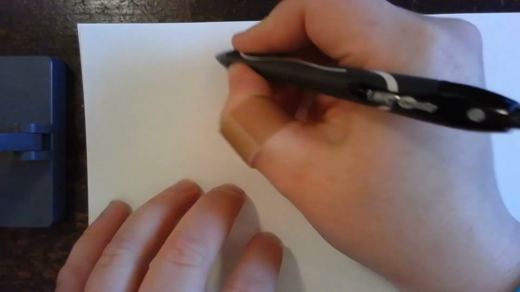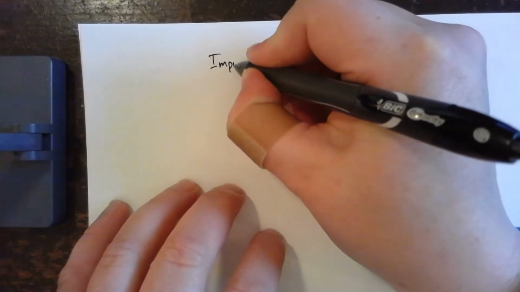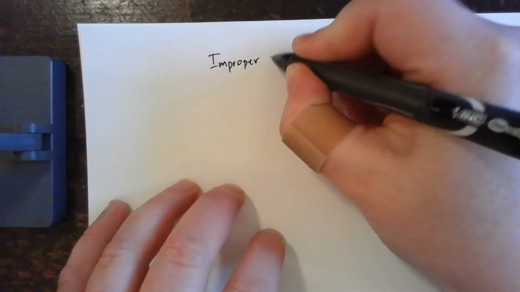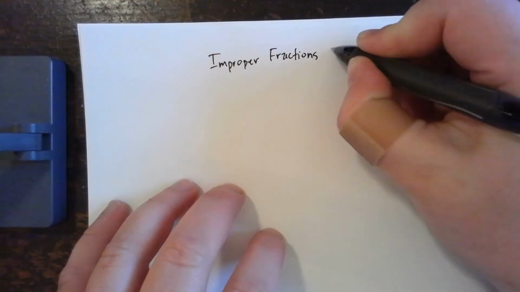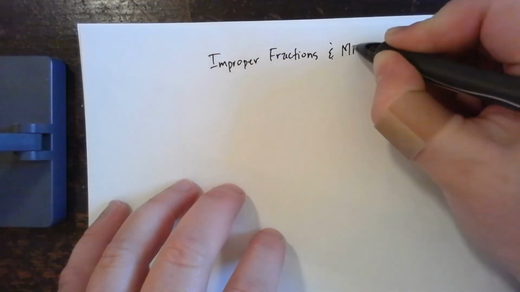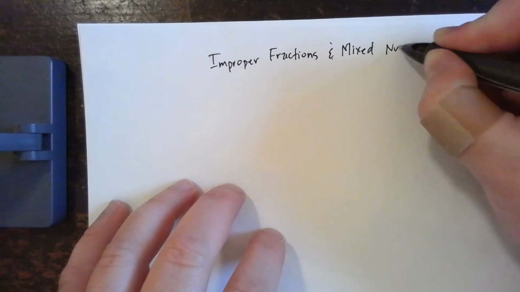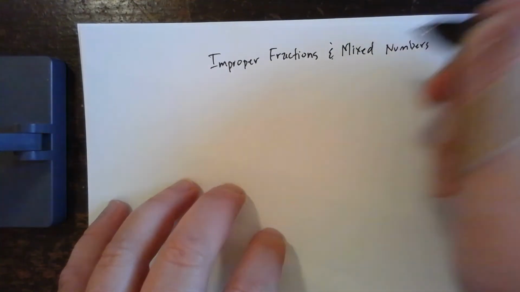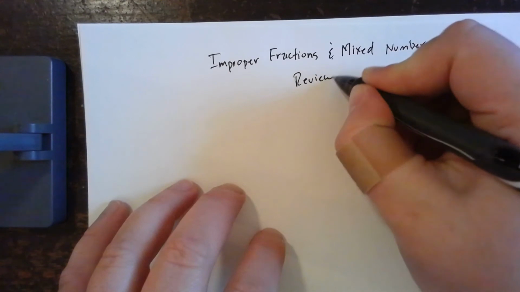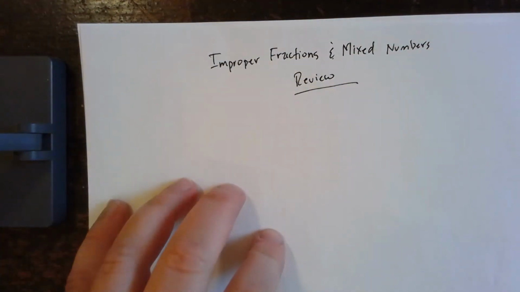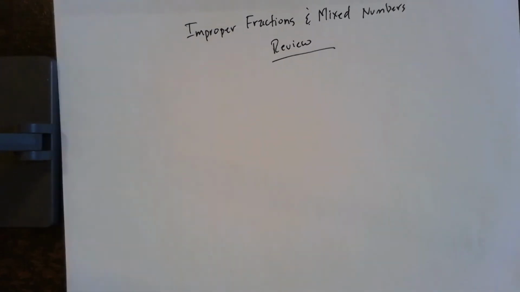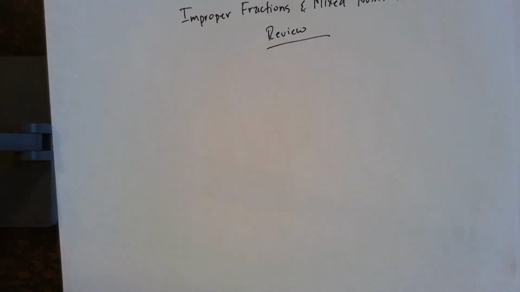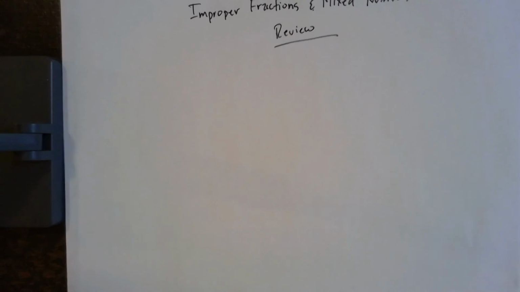So what we're going to be doing is a quick review over improper fractions and mixed numbers. That's a quick review. All right, so this is something that we were working on before we left for spring break, and the kids picked it up pretty quick, but I just want to review it real quick.